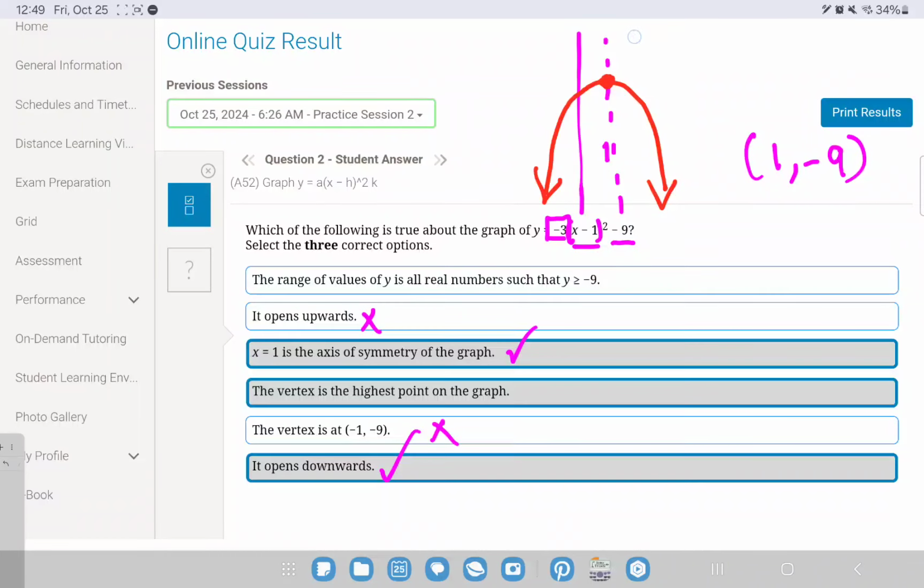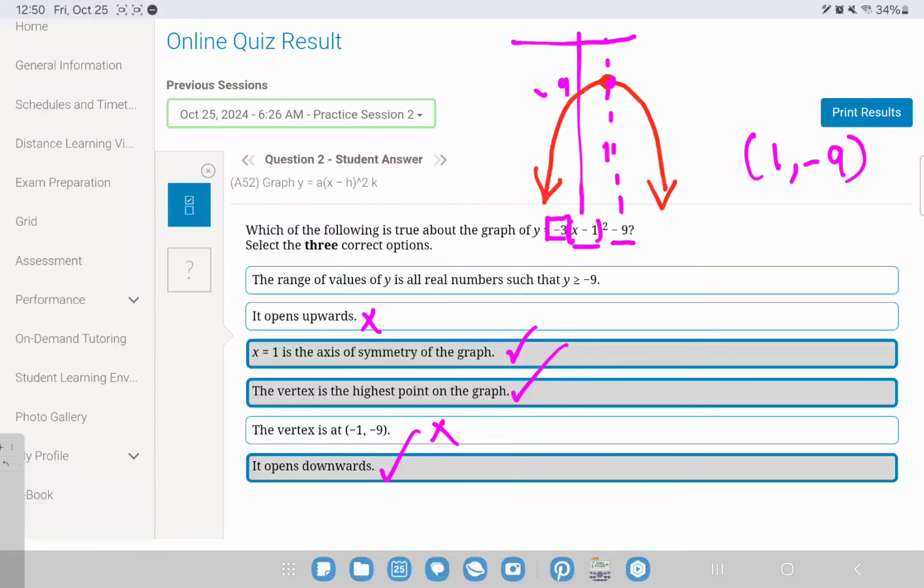Wait, let me redraw. Sorry guys, wait. Okay, let's imagine we're using a very weird scale, and this is -9, since that's what makes sense. So 1 and -9. It opens downwards. We said that its vertex is the highest point on the graph. Yes, since it's opening downwards.